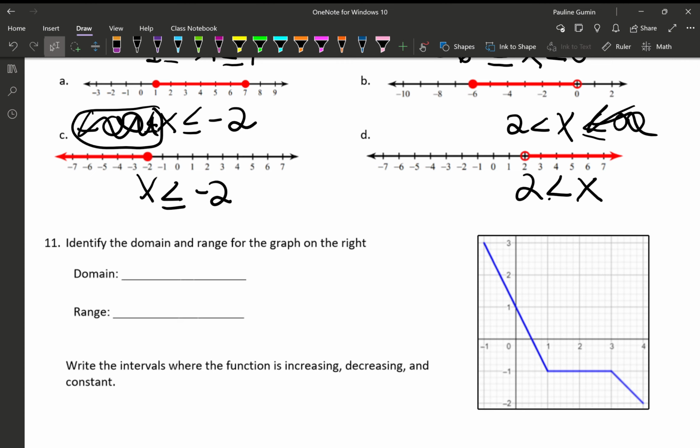Okay, the domain is about our X's, the range is about our Y's. Let's see. The smallest X I see here is -1. And the largest X is 4. Let's do the range now. The lowest Y I see is -2, and the tallest is 3.